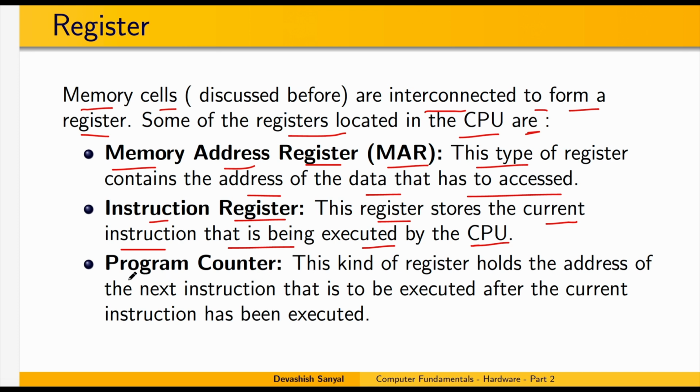And then you have the program counter, which is also a kind of register. This kind of register holds the address of the next instruction that is to be executed after the current instruction has been executed. Once the current instruction has been executed, next there will be another instruction. The address of that instruction is stored in the program counter. So the CPU will access this program counter, go to that address and execute the next instruction.